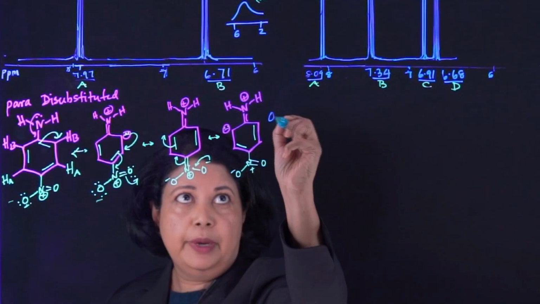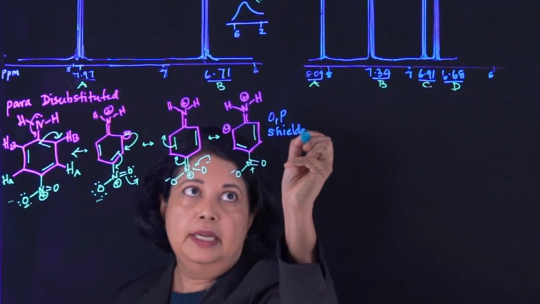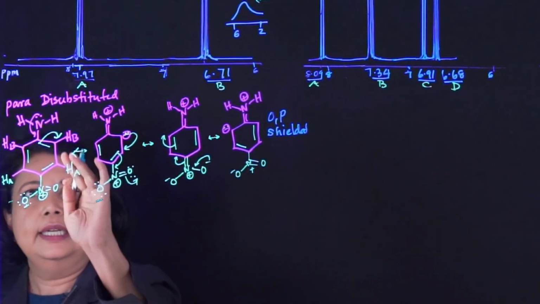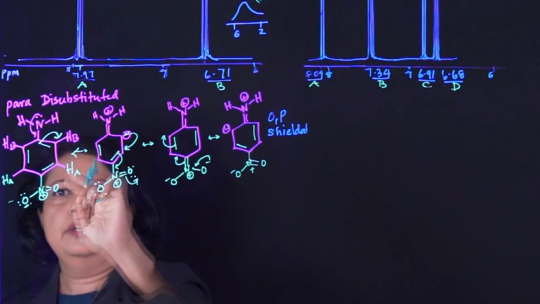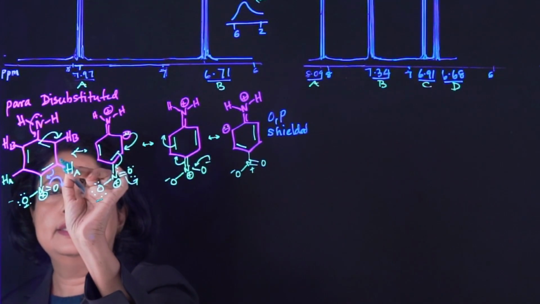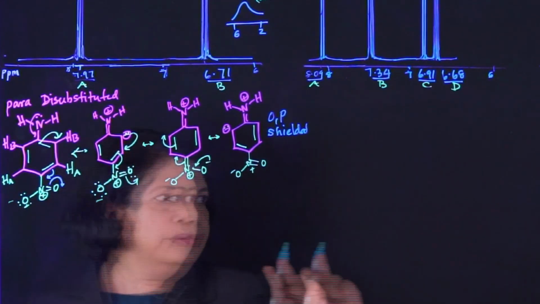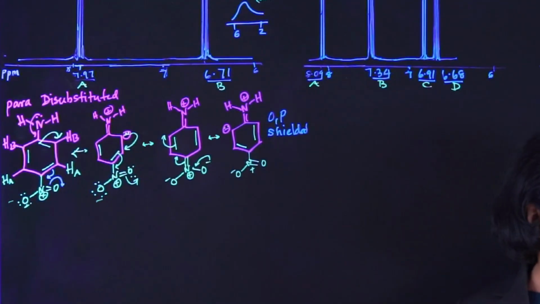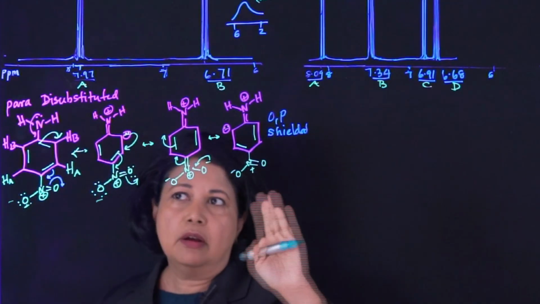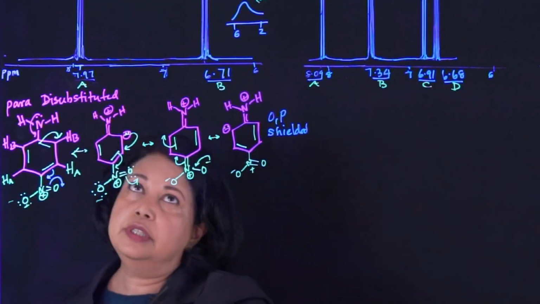So ortho, para are shielded. Meta is de-shielded. You could also think of this as, let's say I didn't start at the nitrogen here, I started over here. Let's say I pull this out, you can see that this is going to be depleted of electrons. So ortho to the nitro and para to the nitro would be depleted.